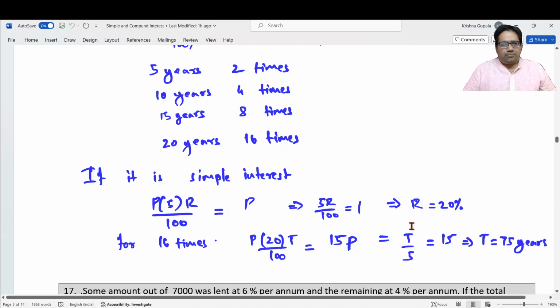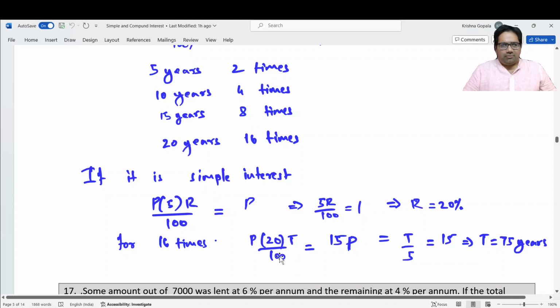Now, with this 20%, if I have to make it 16 times, how long does it take? P into T into the interest rate, 20 by 100. That means 15P is equal to, this is 15P. It should be equal to 15P, right? It should be equal because 15P plus one time will become 16P. One original principal plus 15 times of principal as the interest, the total will become 16.